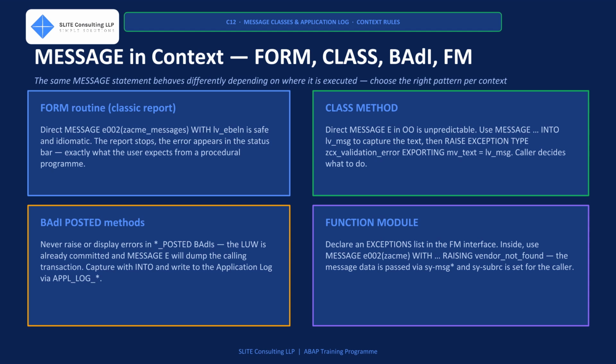In BAdI post methods, those that fire after data is already committed, never display errors or raise exceptions. The PO has already been saved. Your code is a notification hook. Any exception from this method propagates up and dumps the calling transaction ME21N. Instead, use MESSAGE E INTO lv_text, capture the SY-MSG* fields, and write them to the application log using BAL_LOG_MSG_ADD.